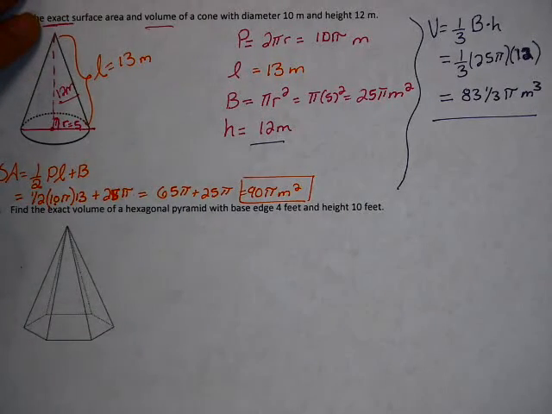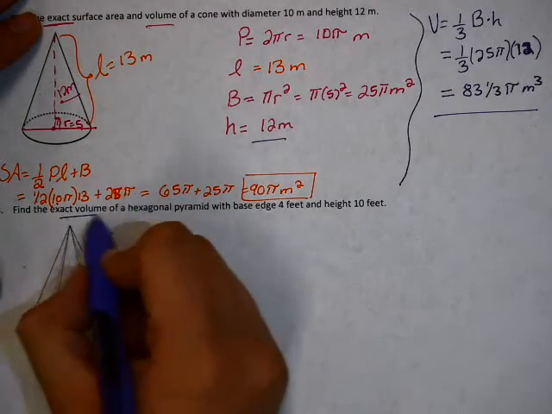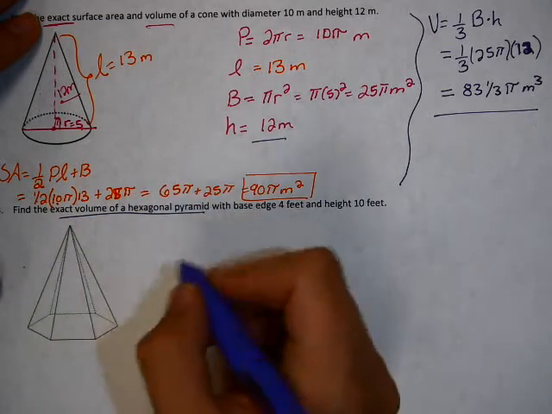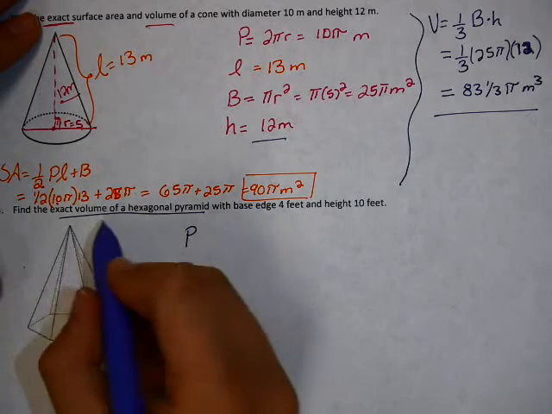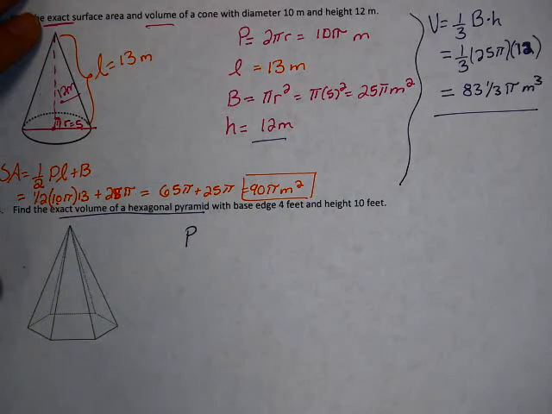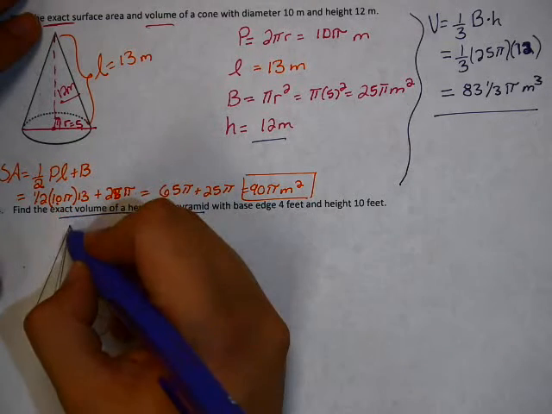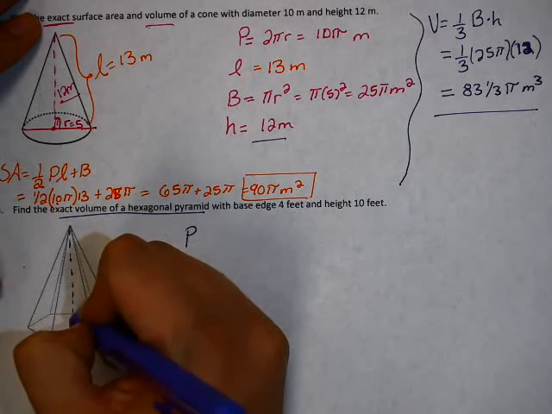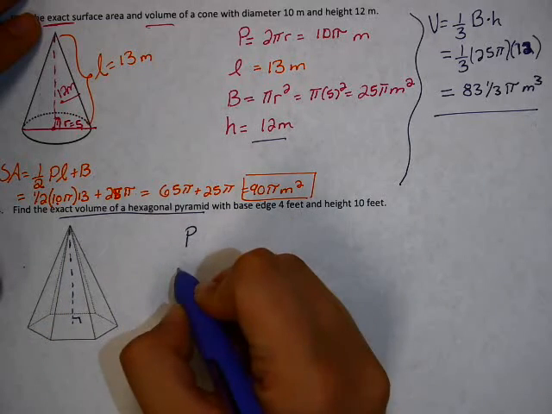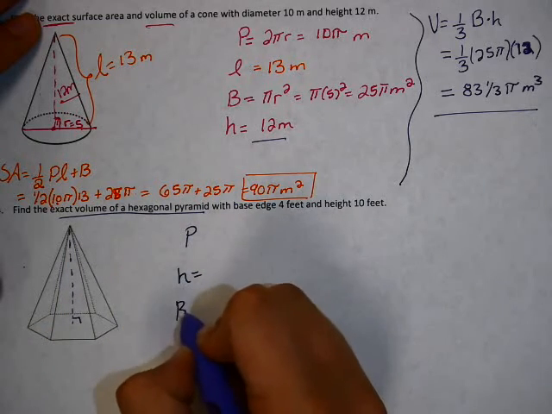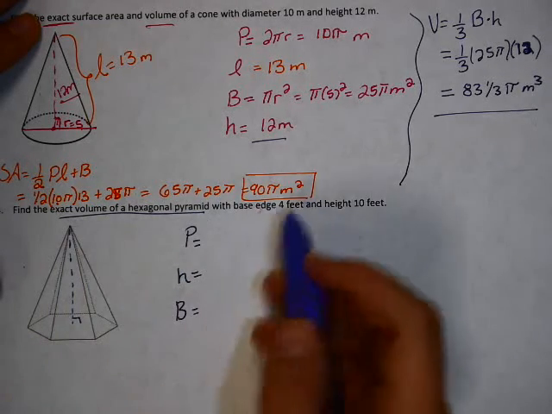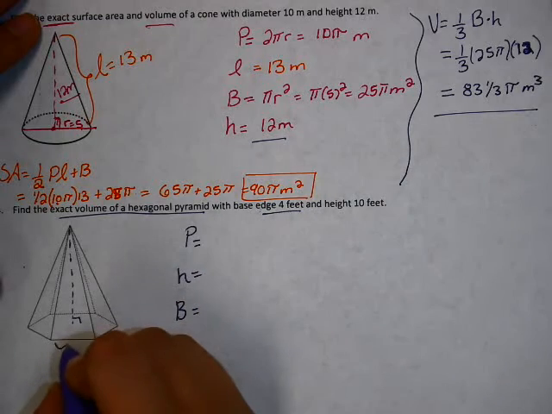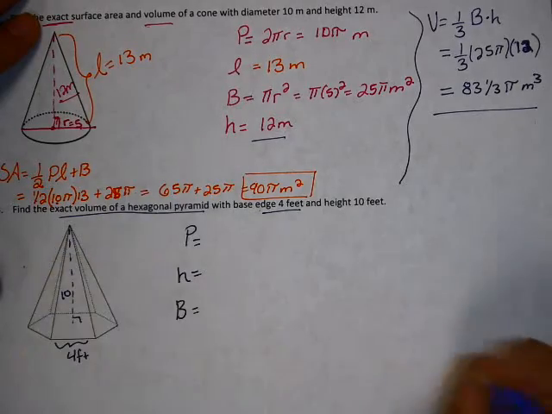All right, let's try this next one, the exact volume of a hexagonal pyramid. We will need the perimeter. Since we're looking at the volume, we don't need the slant height, but we need the height of the pyramid, and we need the area of the base. Okay, so it tells us each base edge is 4 feet, and the height is 10.